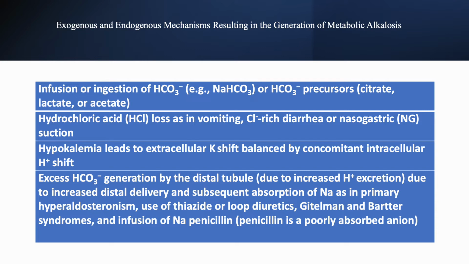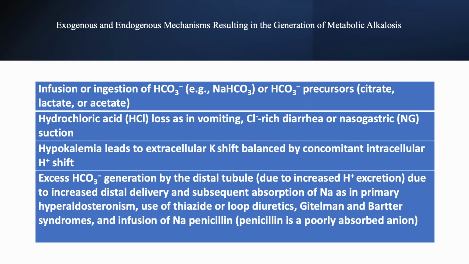Vomiting is really big. Chloride-rich diarrhea, and also very, very big, especially in an intensive care unit setting, nasogastric suction. It's like diarrhea. You're losing the chloride. Now, hypokalemia. What's going to happen? You're going to have an extracellular shift of potassium, meaning when the serum potassium is low, potassium is going to exit the cell. Potassium is positive, so in its place, hydrogen is going to go in. And this shift of hydrogen inside the cell is going to do what? It's going to aggravate the metabolic alkalosis. Again, loss of hydrogen is like gain of bicarbonate.